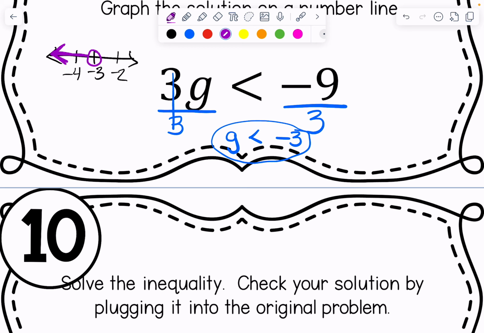If I plug any one of those numbers in to my original inequality, it should be true. So let's just take the negative 4. So if I do 3 times negative 4, 3 times negative 4 is going to be negative 12. And negative 12 is less than negative 9. All right. As you're comparing negatives, you want to keep in mind which one is further on the left and which one's further on the right, because comparing negatives, less than and greater than can be a little tricky.